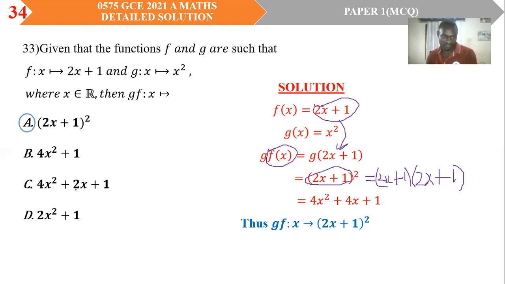And we have A as the alternative. Because when you look at the expanded form here, you see that there is no option that satisfies this. But when you look at A, you see that A satisfies the step above this one. So that is why we say the answer is gf maps x to 2x plus 1 all squared.